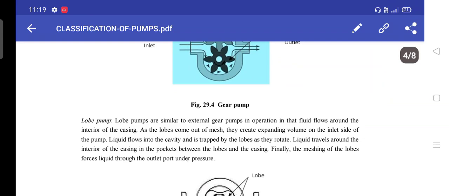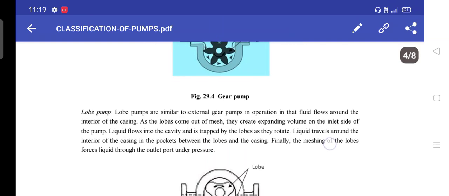Lobe pump. Lobe pumps are similar to external gear pumps in operation in that fluid flows around the interior of the casing. As the lobes come out of mesh, they create expanding volume on the inlet side of the pump. Liquid flows into the cavity and is trapped by the lobes as they retreat. The liquid travels around the interior of the casing in the pocket between the lobes and the casing. Finally, the meshing of the lobes forces liquid through the outlet port under pressure.